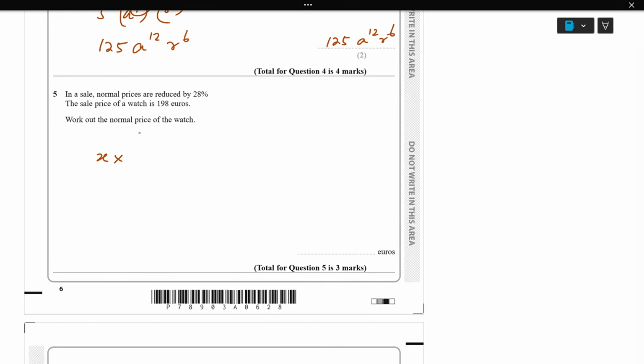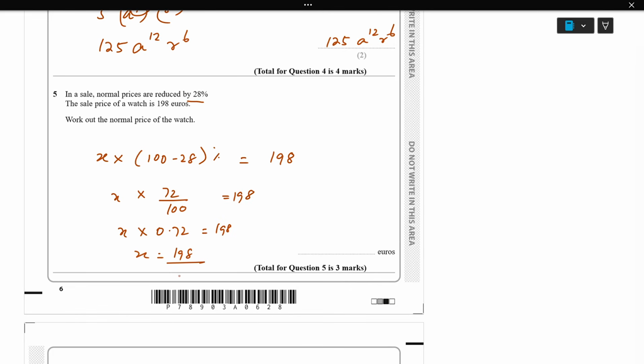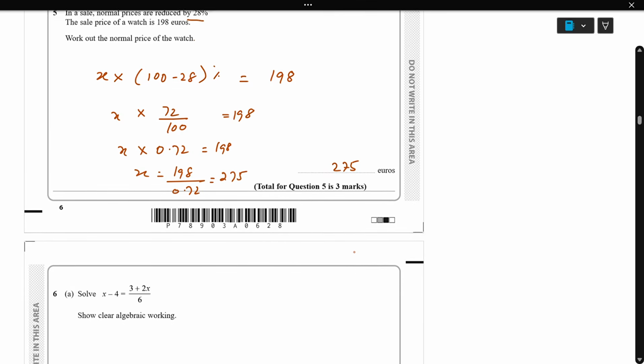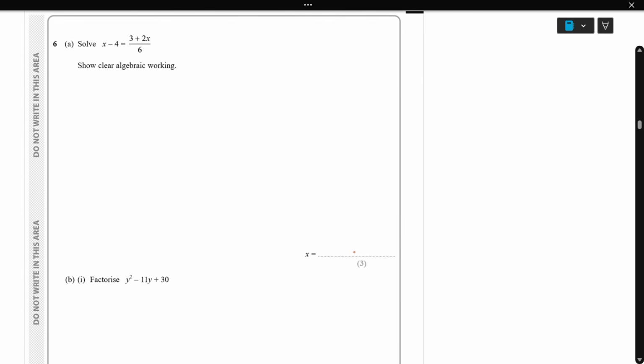So the normal price x times the reduced percentage, which is 100 minus 28, so 72, because a percentage is over 100, equal to 198. So x times 0.72 equal to 198. So x equal to 198 over 0.72. The answer is going to be 275. So the answer is 275 euros.